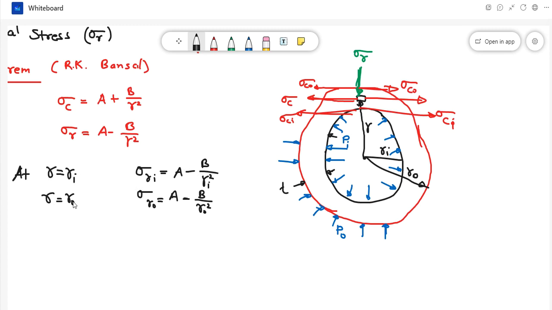And now what is this sigma Ri? What is radial stress?